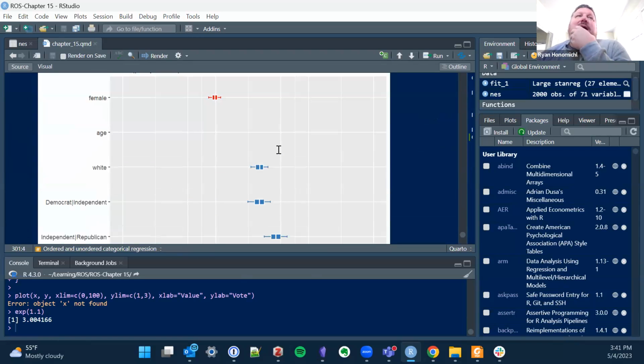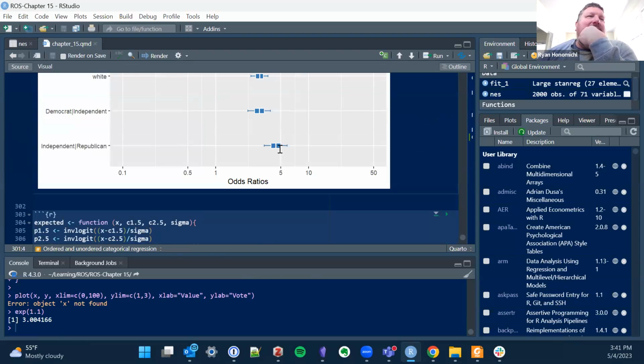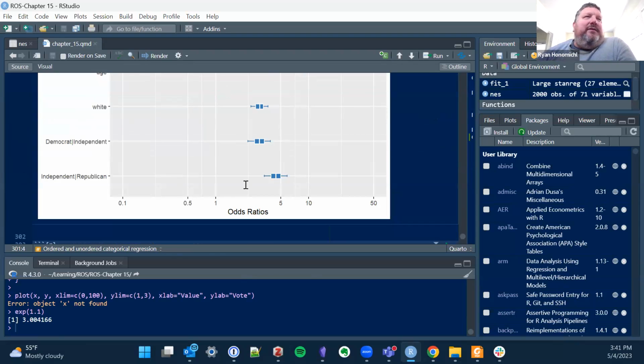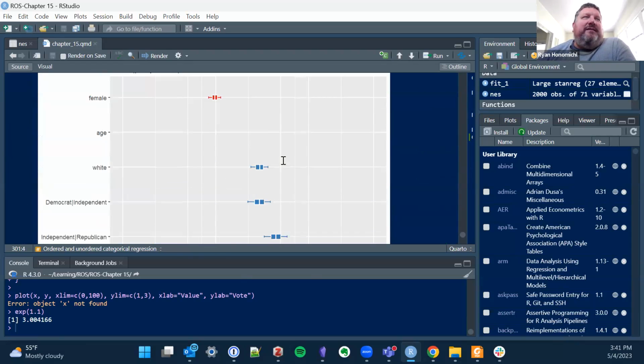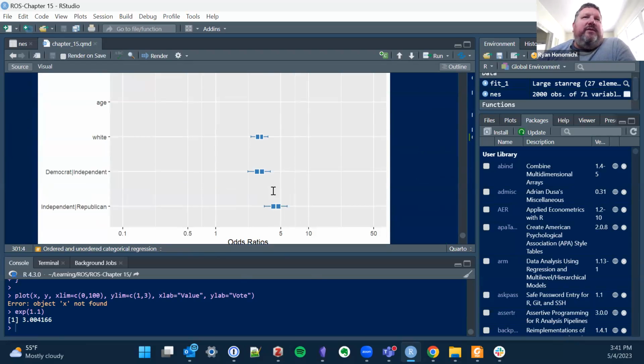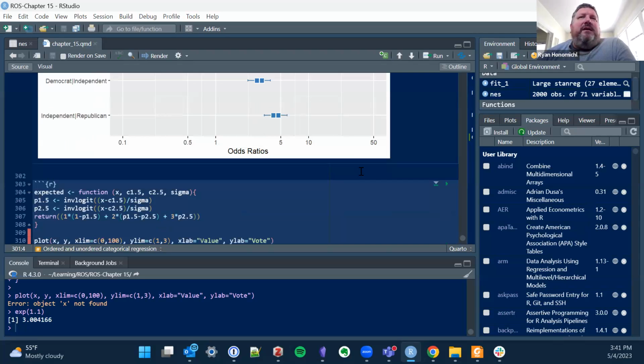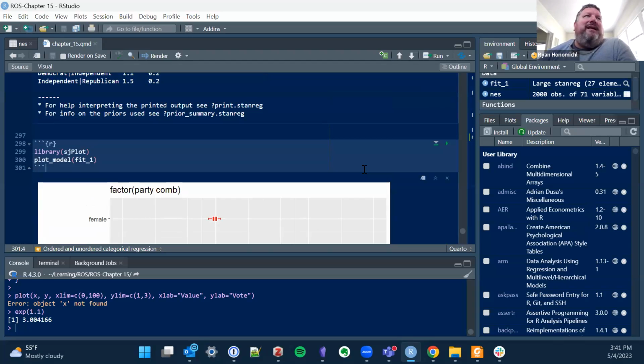I'm still a little bit confused, because I don't understand all of these things since we're not doing proportional odds. But I think what we're saying here is that the impact of moving from Independent to Republican is larger than moving from Democrat to Independent, I guess. But other than that, that's all I got.